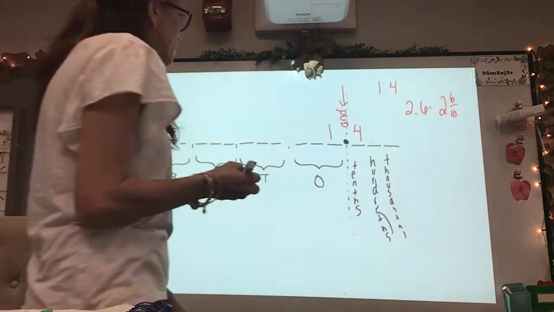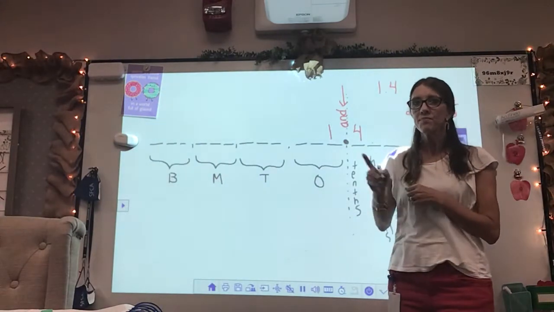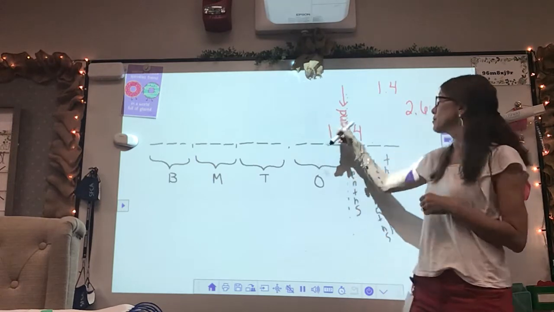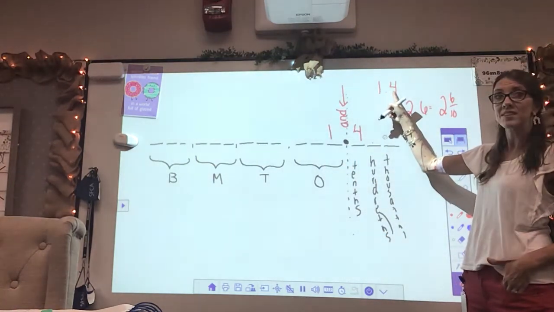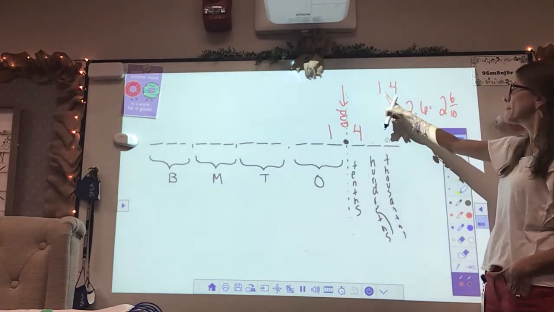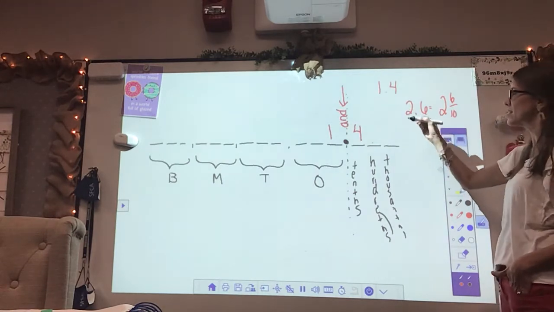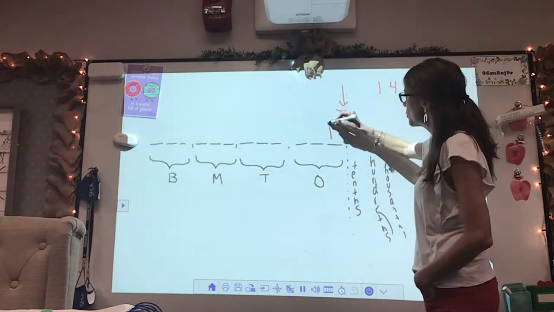Okay, a few more examples. Now, like I said, the decimal is where you say "and" every time. So if I say 1 and 4/10, you write it just like that: 1 and 4/10. 1 decimal 4. This is 2 and 6/10. So let me give you one more like this and see if you can get it.